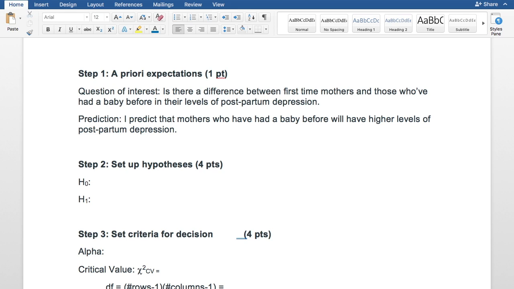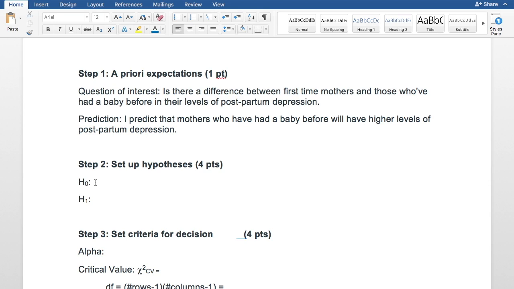Now, you can predict the opposite. You can predict that first-time mothers will have more depression, or you can predict they'll be about the same. Doesn't matter to me. All right, so once we set up our step 1, question of interest and prediction, we're ready to move on to our hypotheses in step 2. The null hypothesis, like always, is going to state something along the lines of that nothing is going on. When it comes to chi-square, the way that we talk about this in our null and alternative hypothesis is in terms of the relationship between these 2 variables, whether they're related to one another or not.